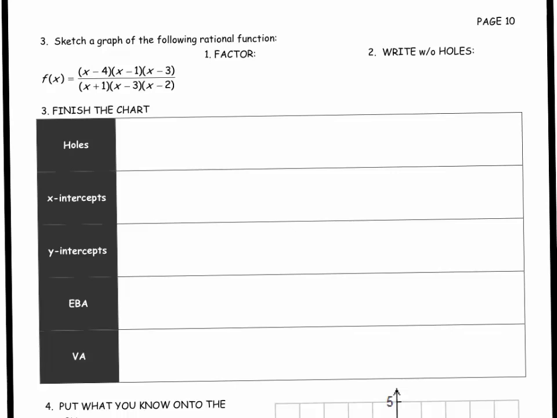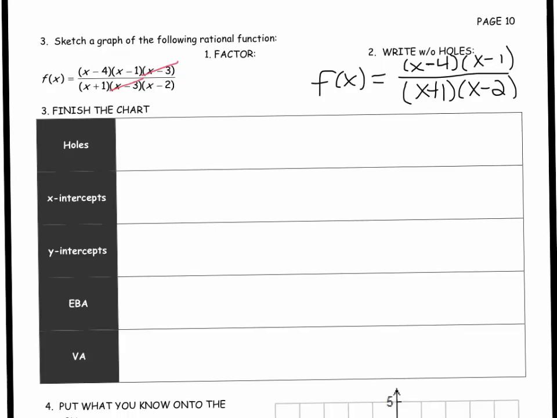When you're analyzing a rational function, the first thing you usually want to do is factor the numerator and the denominator. In this particular example, the numerator and denominator are already factored, so that's already taken care of for me. Now I'm going to make any cancellations that I can. These two factors of x minus 3 would cancel, and I'm going to rewrite the function after those cancellations. The numerator would be x minus 4 times x minus 1, and the denominator would be the quantities x plus 1 times x minus 2.